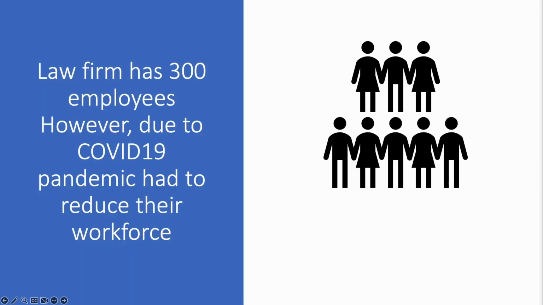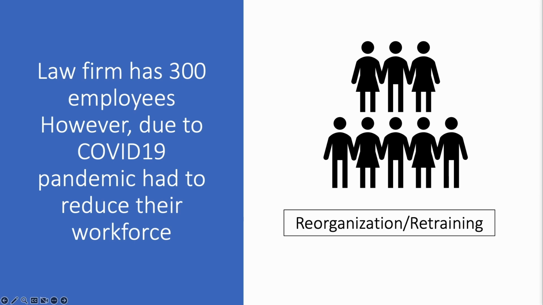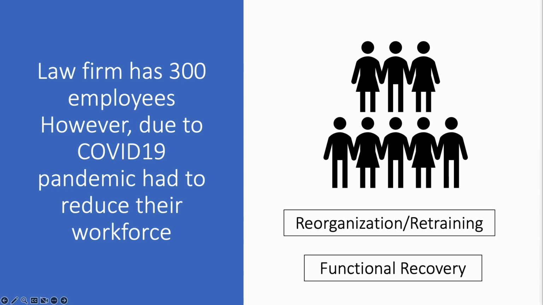And the last example I have for you is that going back to the law firm, you have now 200 employees. You need to reorganize them. You need to retrain them. And that's what we call functional recovery. And that's something that perhaps you're familiar with.